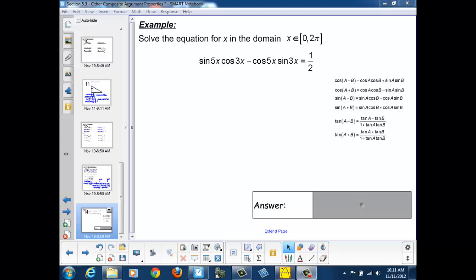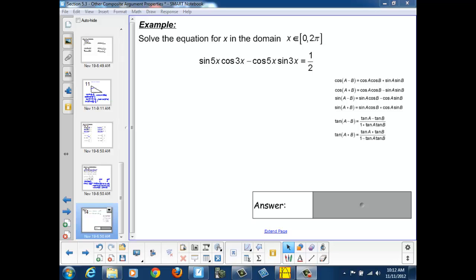Okay, now that we have these additional properties, let's see how we can use them to solve new equations. Here's an example. Solve the equation for x in the domain x is between 0 and 2 pi, where the equation is sine 5x times cosine 3x minus cosine 5x times sine 3x equals 1/2.